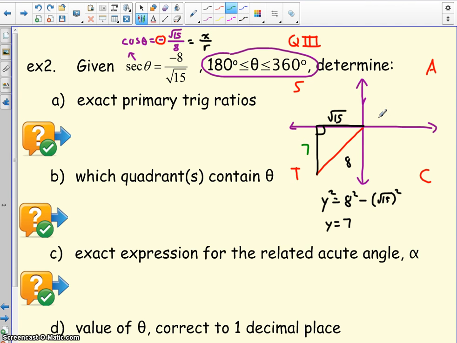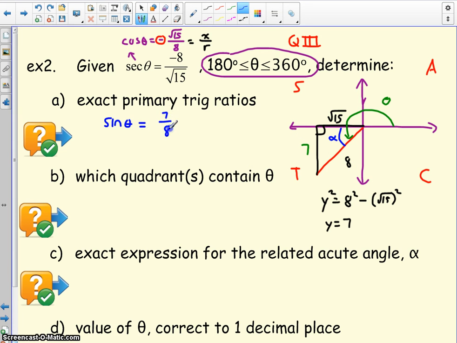So now, putting all that information together, we're actually able to make a sketch of where the angle is located. So theta is going to be in quadrant 3. So that'll be my theta. And my alpha will be the one inside this triangle here with the negative x-axis. The nearest x-axis is the terminal arm. So now I can find my primary trig ratios. Okay, so for sine theta, it will be opposite over hypotenuse, so 7 over 8.